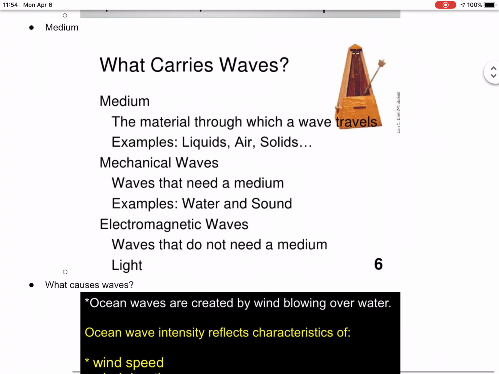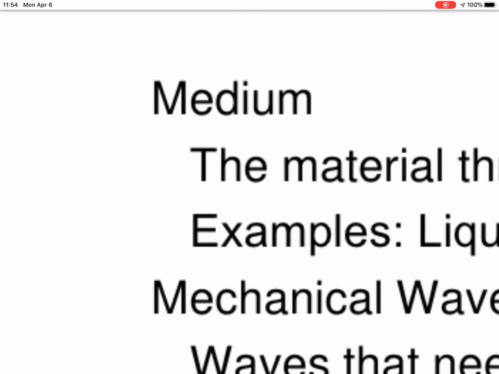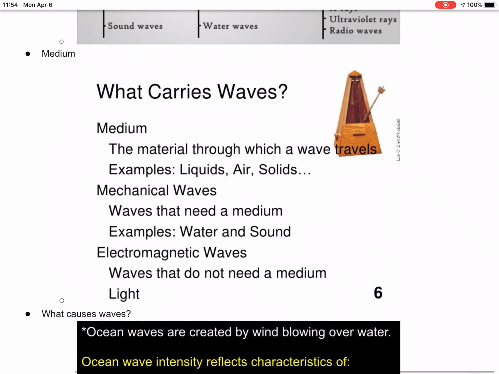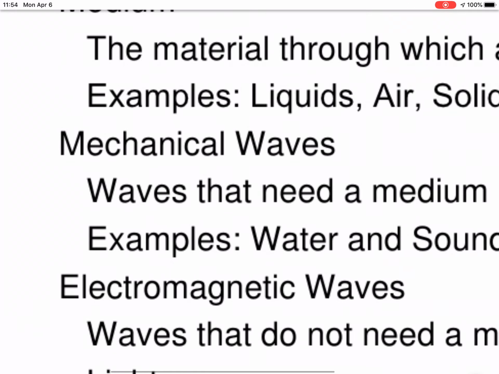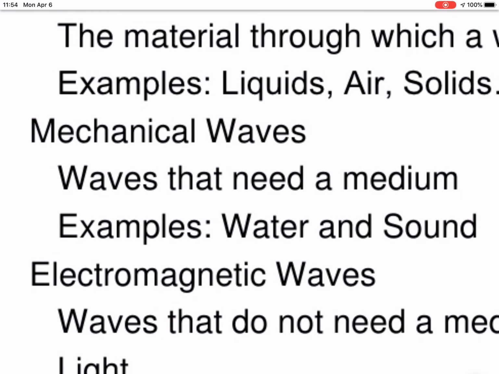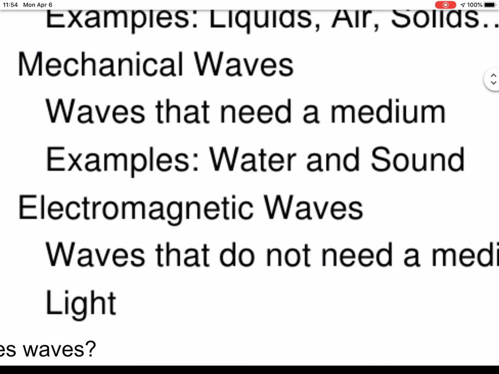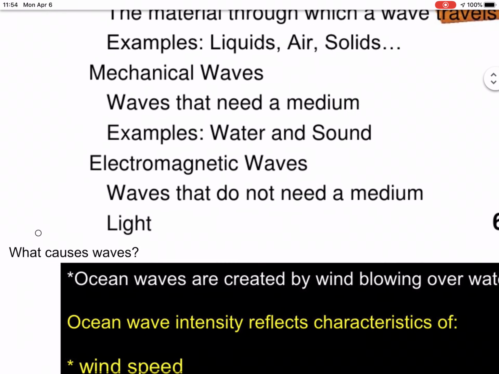First, a wave must have something to move in, especially the mechanical waves we're talking about. The material through which the wave travels is called a medium, which we sometimes call media. That's the substance in which the wave is traveling. Mechanical waves are waves that need a medium, like water and sound waves. And electromagnetic waves do not. They're like your light waves.